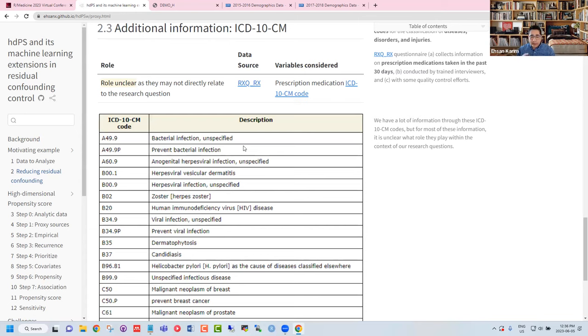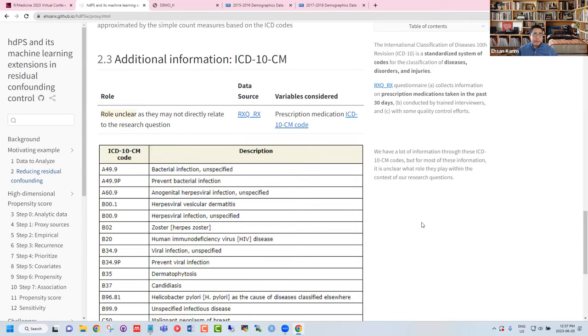Then the interviewer converts that information into the ICD-10 code. For those who are not familiar with the ICD-10 code, this is an international system of recording information about the classification of different diseases. Based on that information, we record those ICD-10 codes in our health administrative data sources.